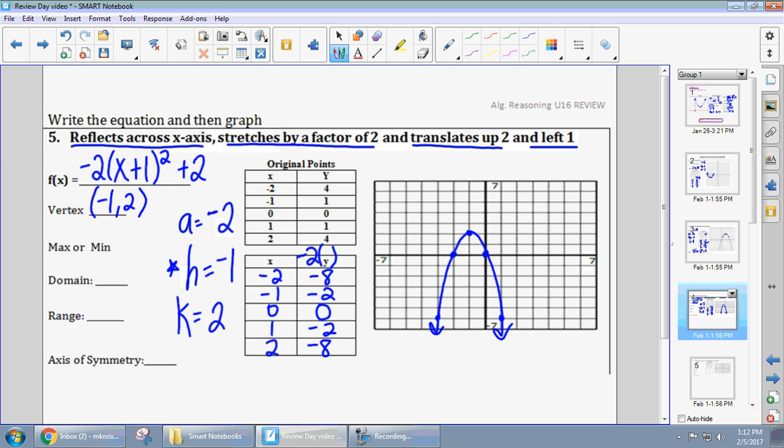Do I have a max or a min? I have a max. My domain is all real numbers. My range, my arrows are pointing down, so that means they're getting smaller, so y will be less than or equal to 2, and my axis of symmetry is x equals -1.